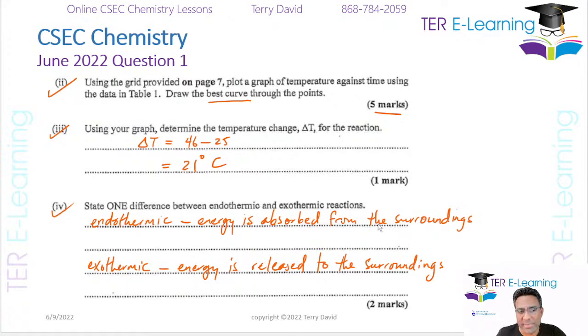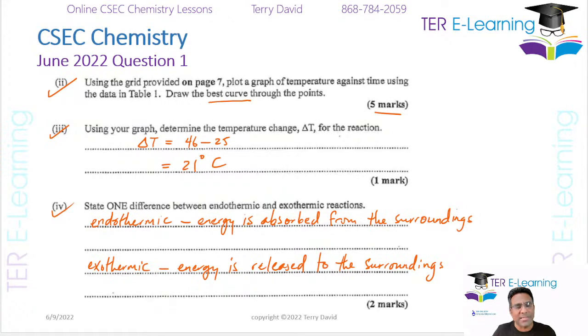There are two other possibilities. In the case of an endothermic reaction, there's a decrease in temperature. So if you had a reaction taking place in a test tube and you were to hold the test tube, it's going to feel cold because it's absorbing energy from your hand. There's a temperature drop for an endothermic reaction. In an exothermic reaction, energy is released, there's an increase in temperature.